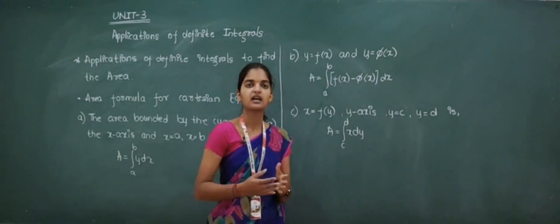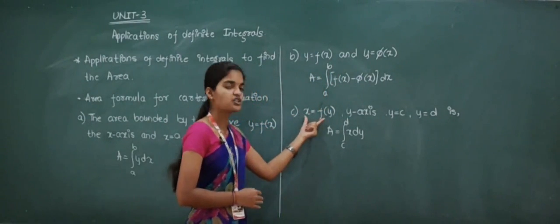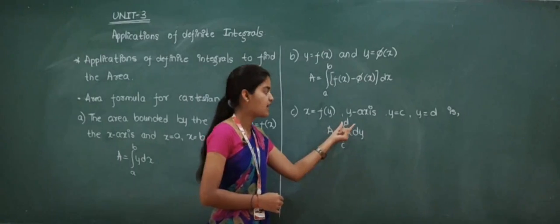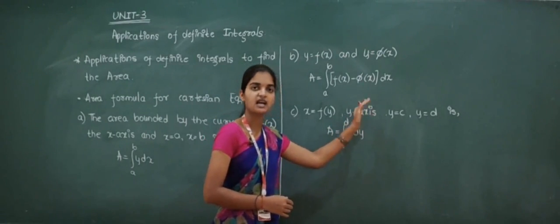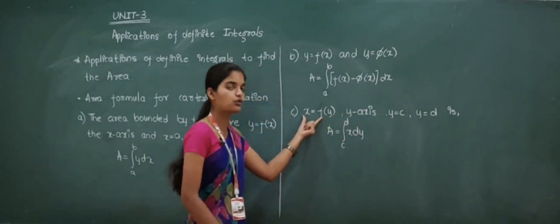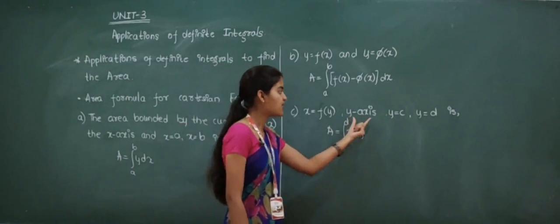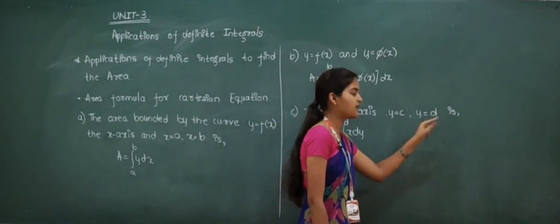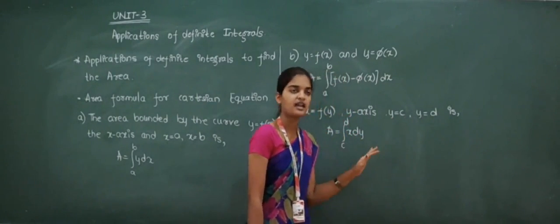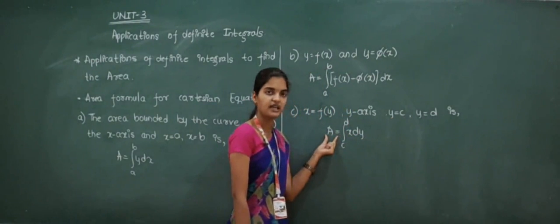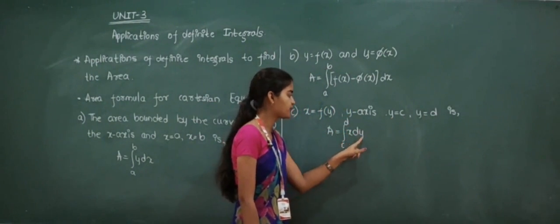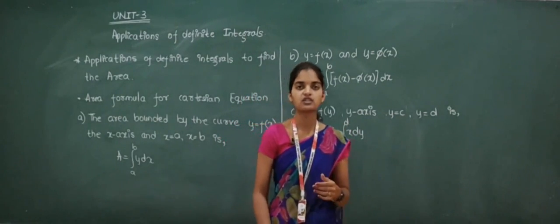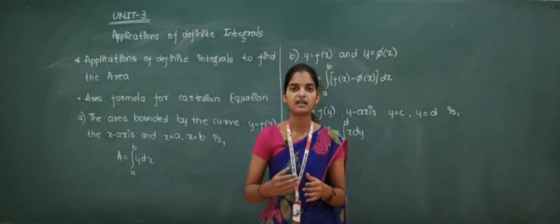Then comes the case where the equation is given in the form of x is equal to f of y and the y-axis, that is, the area bounded by the curve x is equal to f of y and the coordinates y is equal to c and y is equal to d. Its area is given by capital A is equal to the integration of x dy from c to d. So for the Cartesian equation like this we can find the area.